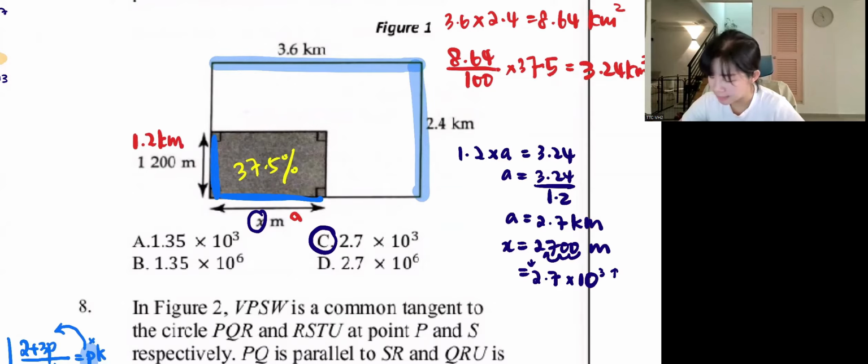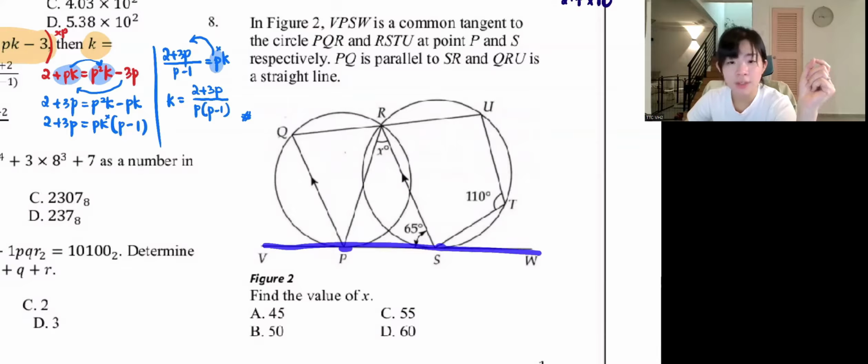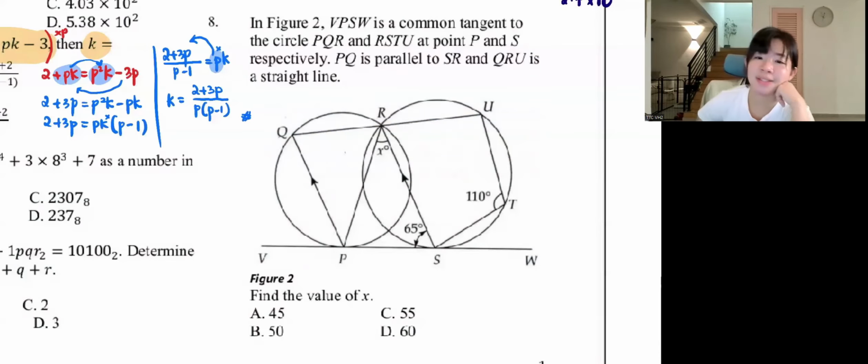Number 8. So the question says that VPSW, this line is a tangent. Tangent is a straight line that touch only one point of the circle. So we call this line as tangent. So they share a common tangent. These two different circles share one tangent. And then here they say PQ, SR parallel, these two lines. QRU is a straight line. Okay, find X.